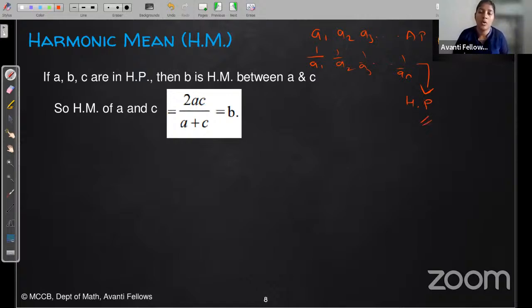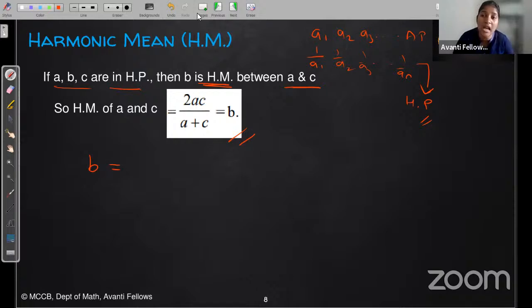So what will be the harmonic mean? If A, B, C are in harmonic progression, then B is said to be the harmonic mean between A and C, and it is given by 2AC divided by A plus C. We discussed in our class how we got this 2AC by A plus C. So we won't be discussing its derivation, but try to remember it. So if A, B, C are in HP, then B is the harmonic mean, given by 2AC divided by A plus C. Fine?